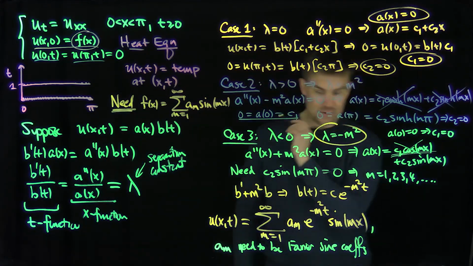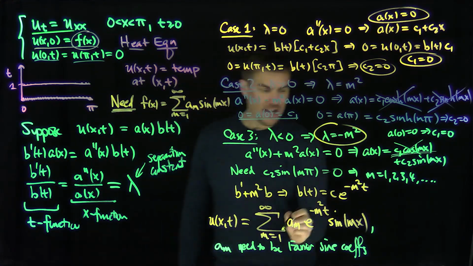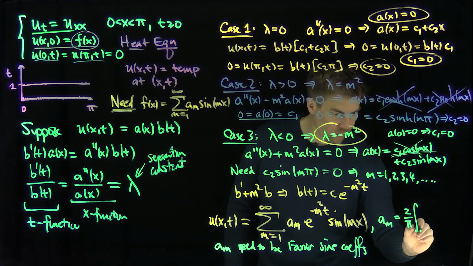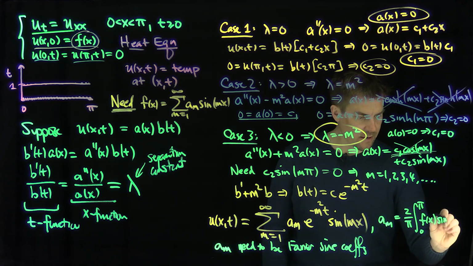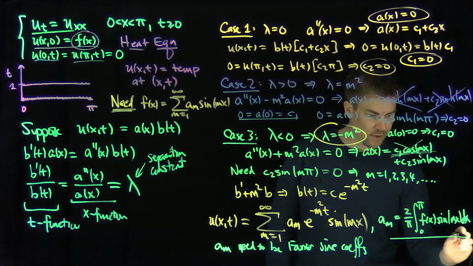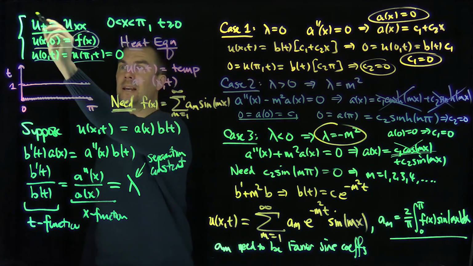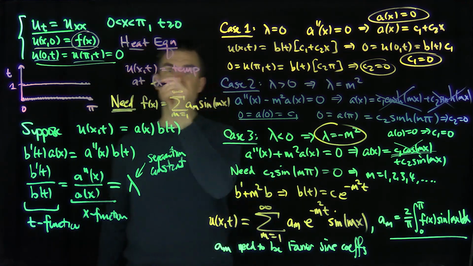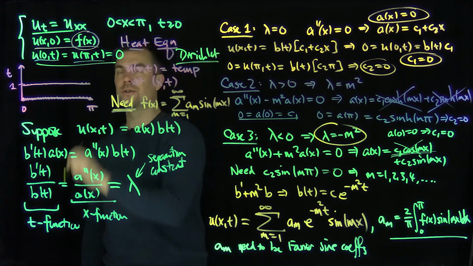So in other words, this is going to be the solution. This will solve the PDE. It will satisfy the boundary conditions, and if I choose the a_m to be 2 over pi, the integral from 0 to pi of f of x sine mx dx, namely the Fourier sine coefficients, then this function u of x,t will solve the PDE, it will satisfy the boundary condition, and it will satisfy these Dirichlet conditions over here. So this is the heat equation with Dirichlet conditions, because I have 0 conditions on the function itself.